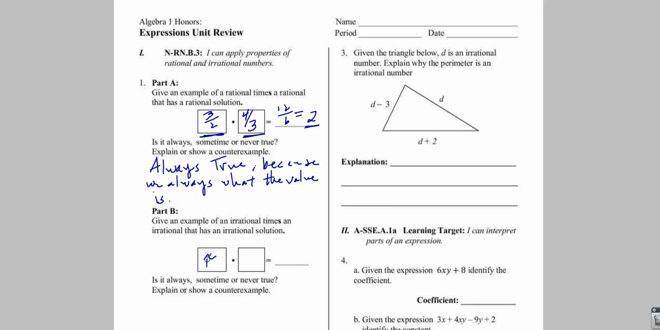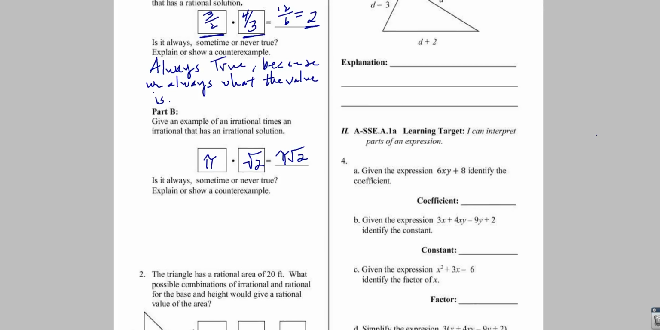So that could be like pi times the square root of 2. I don't know either of those things. Pi is about 3.14. Radical 2 is 1 point something. When I put them together, I just get pi square root of 2, which is still irrational. And for this one, we can say that it is sometimes true, and the reason would be if I had the square root of 2 times the square root of 2, I'm going to get the square root of 4, which is just 2.